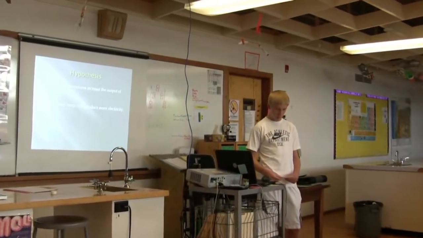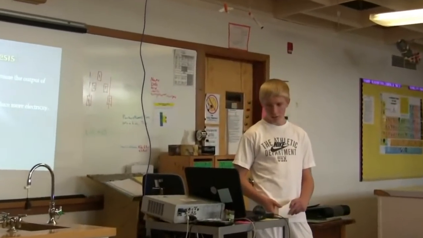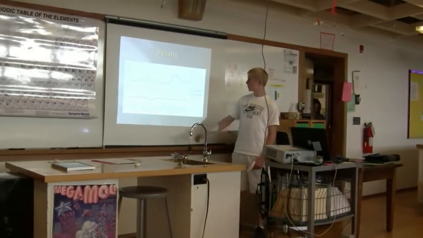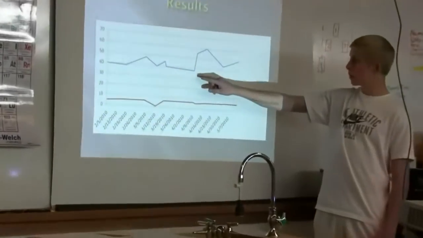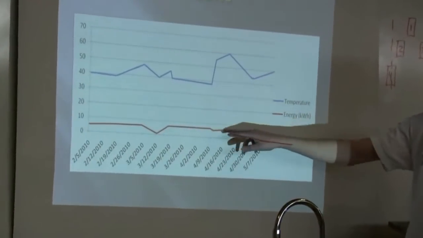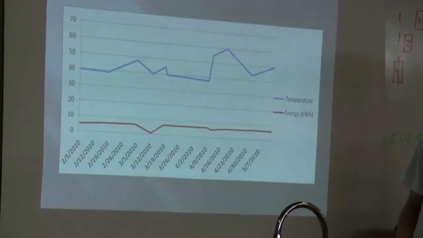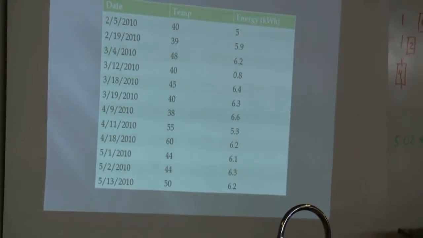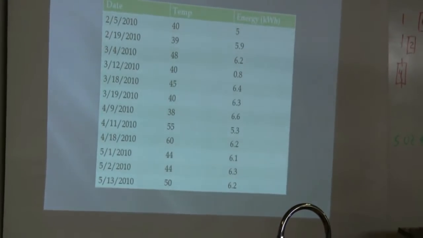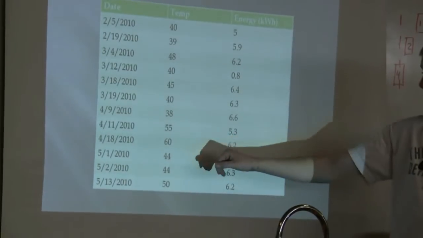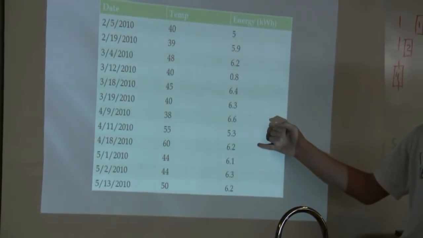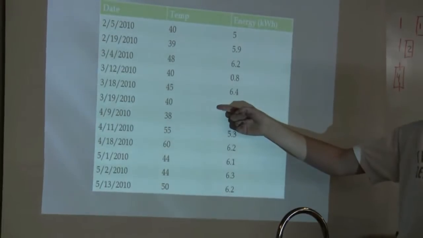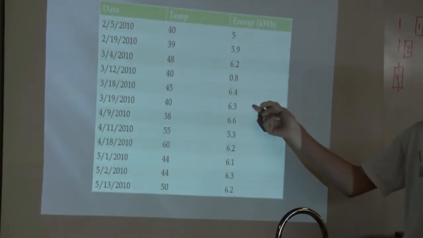My hypothesis was whether or not temperature on equally sunny days has an effect on how well these solar panels work. In the graph, you can see as the temperature went up in these different parts, especially here, it really had no effect on the energy. So that kind of proved my hypothesis wrong. Here's a table. You can see at 60 degrees, the average temperature, you only had 6.2 kilowatt-hours. Then even at 40 degrees, which is 20 less, you had a higher output of energy.